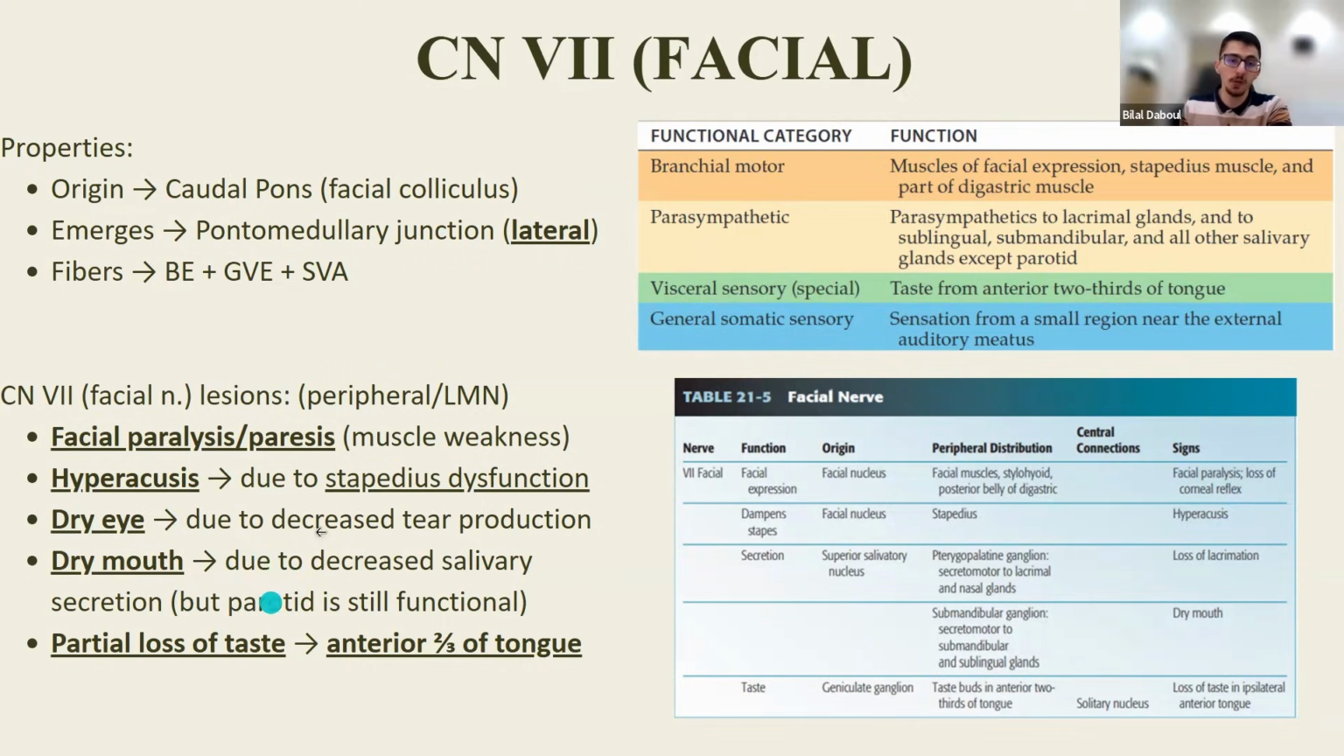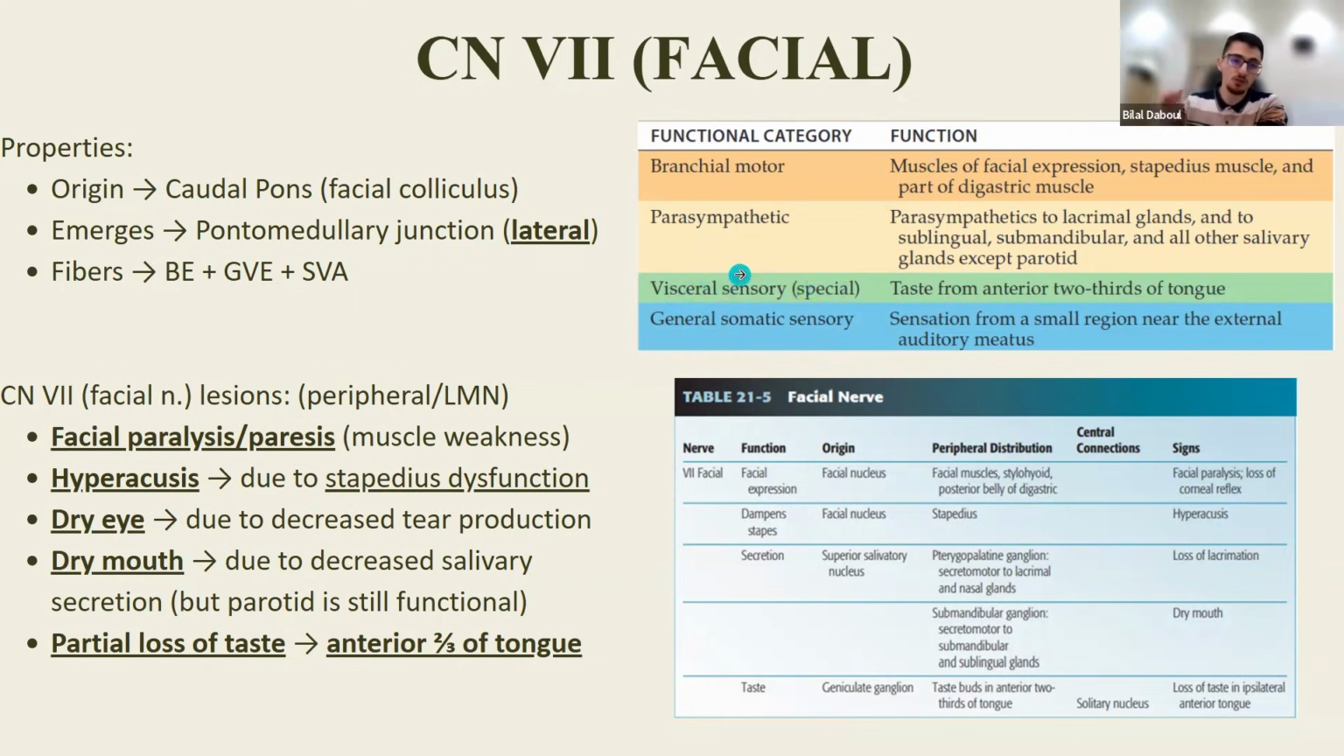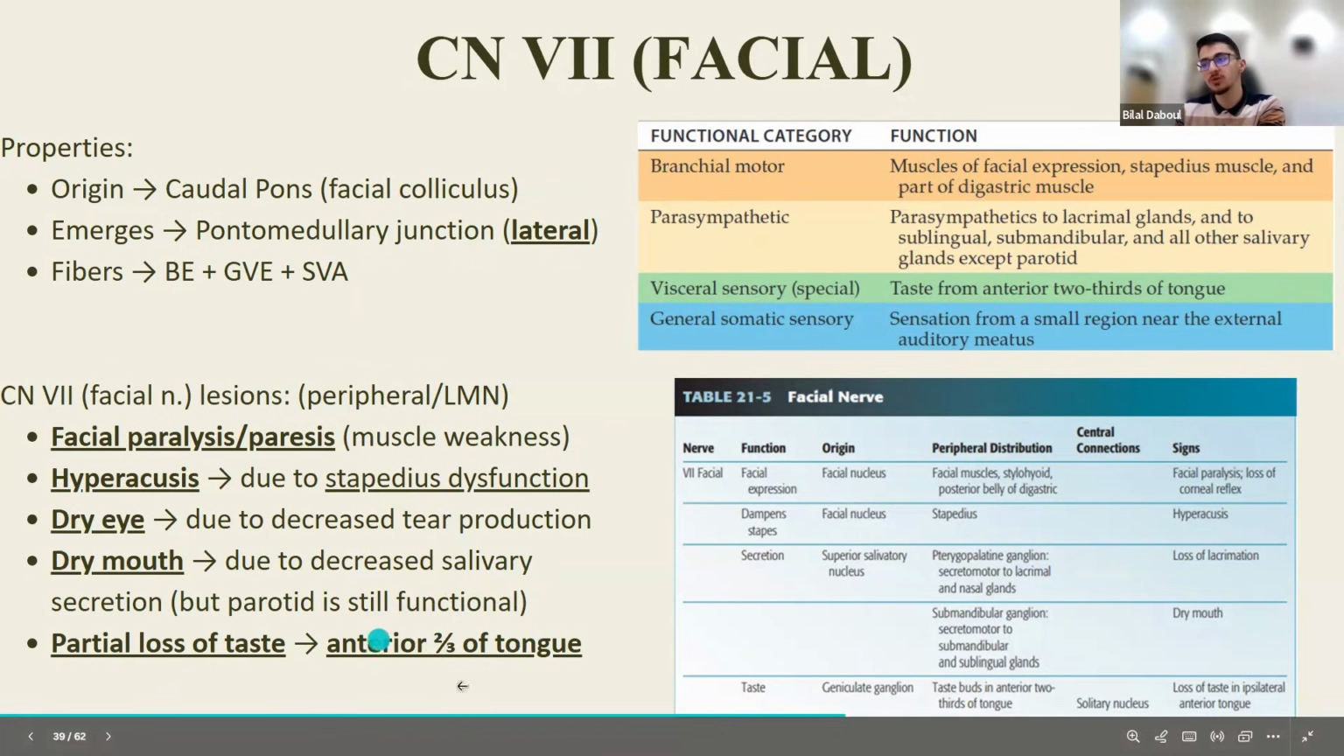However, remember the parotid is still functional because it receives supply from the glossopharyngeal nerve. So you would have partial dry mouth or a slightly dry mouth. Also remember, in terms of special visceral afferent function or taste function, remember the rostral NTS, the rostral nucleus tractus solitarius, or the gustatory nucleus. It receives taste from the anterior 2/3 of the tongue through the facial nerve. So if I have a lesion that affects the facial nerve peripherally, I would end up with partial loss of taste, especially from the anterior 2/3 of the tongue.